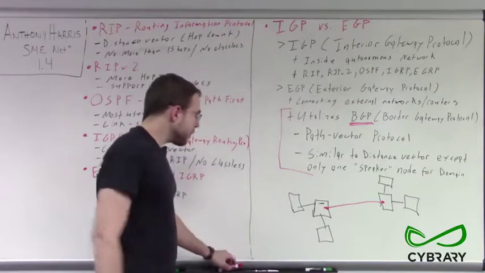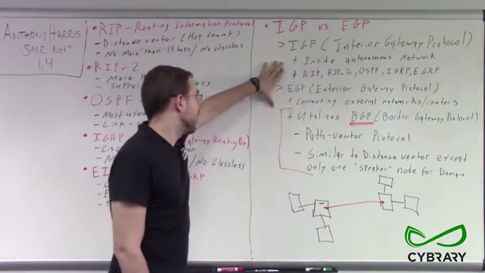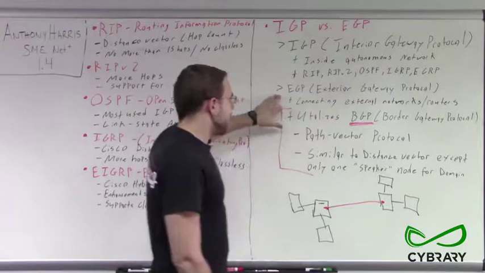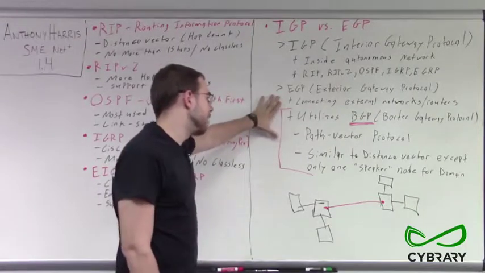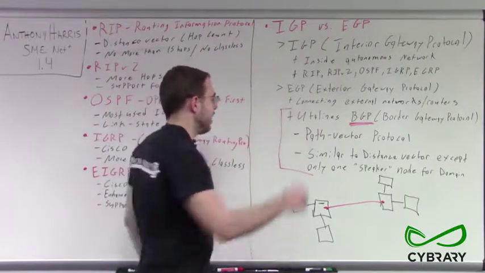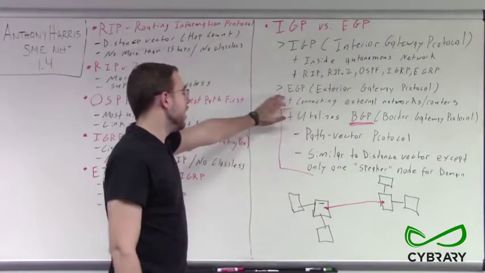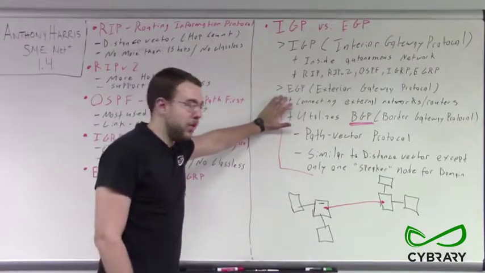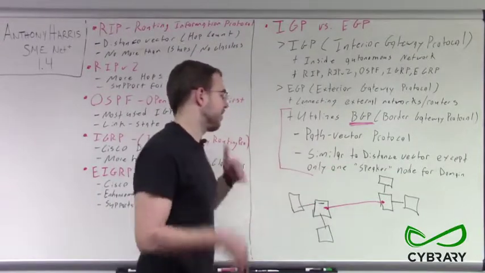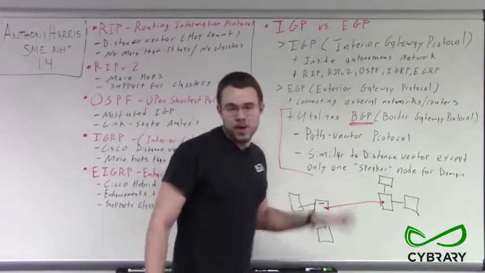So again, IGP, Interior Gateway Protocol, is going to be inside our autonomous network, which is going to be all of our protocols we have over here on our left. And EGP, our Exterior Gateway Protocol, is going to be connecting to our external networks and routers, and it's going to utilize BGP, Border Gateway Protocol. And Border Gateway Protocol is the only exterior gateway protocol that we use. And Border Gateway Protocol is a path vector protocol, which means it's similar to a distance vector, except we only have one speaker node for domains.